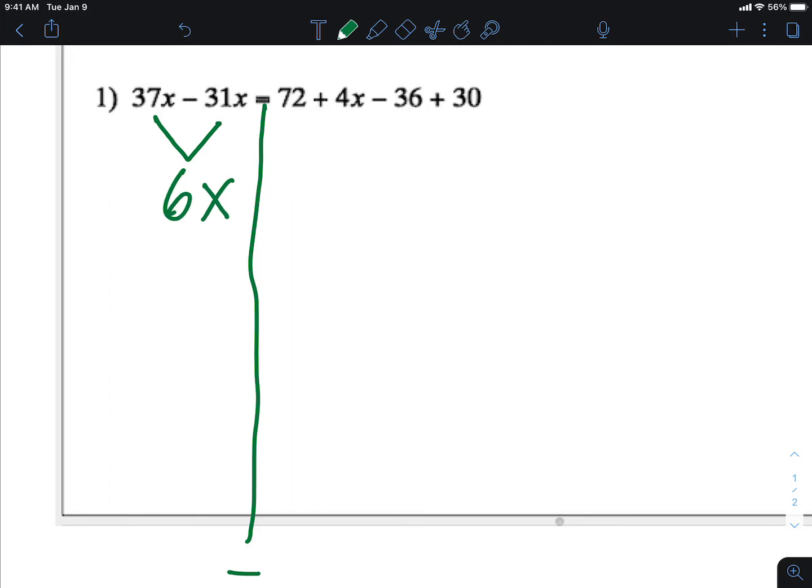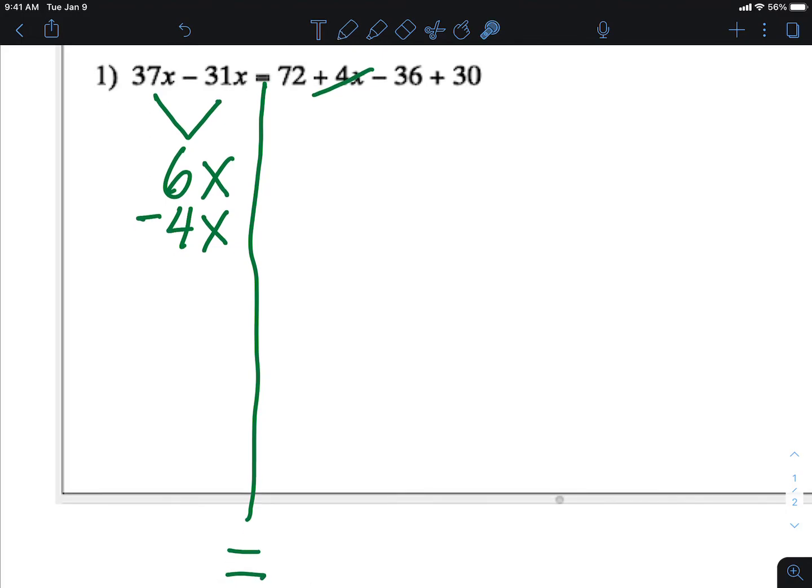Right? So I have established that I want my x's to be on the left. My x's will be on the left, and my numbers will be on the right. So I want to bring this x, 4x over here to this side. So when it comes over, it goes from a positive 4x to a negative 4x, right? So I'm going to cross out positive 4x, and then when it comes over, it's going to become a minus 4x. So 6x minus 4x here, right? 6x minus 4x is 2x. So I get 2x. Okay.